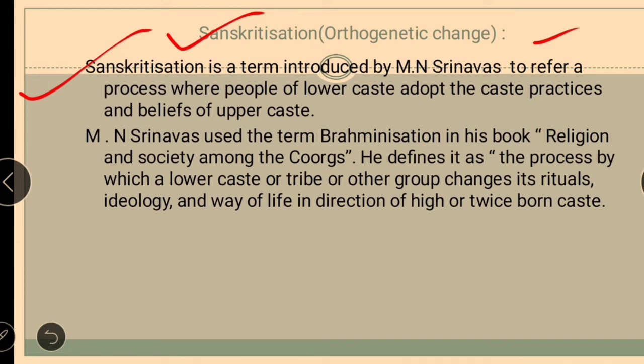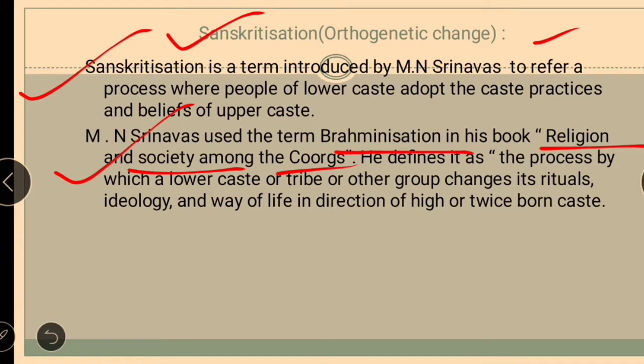Here I have given a definition of Sanskritization. Just go through it. But before introducing this particular term, Srinivas used the term Brahmanization in his book Religion and Society Among the Coorgs, right? So here we have to remember two important things: first, in which book the concept Brahmanization has been introduced, and second, in whose society. The answer would be the name of the book, and it would be Coorgs.